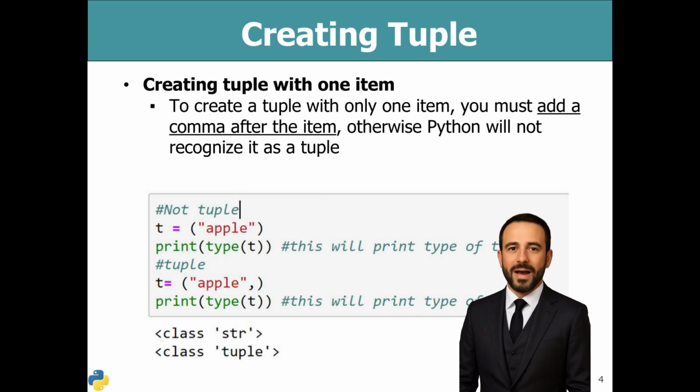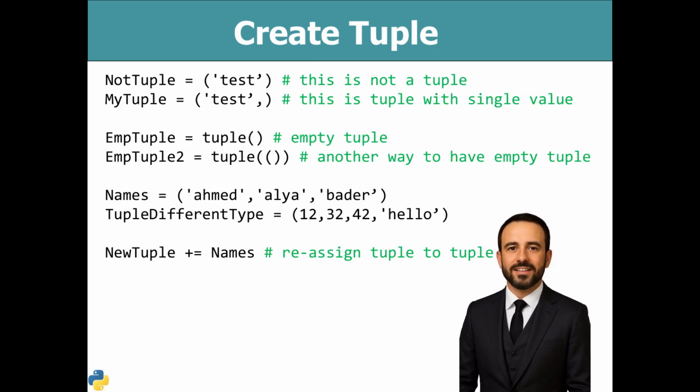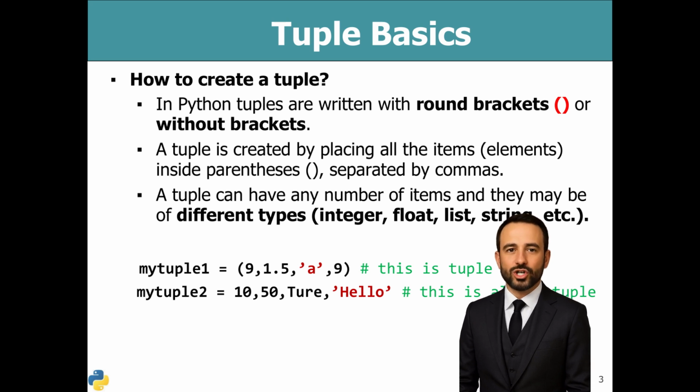To create a tuple, enclose items in round brackets, separated by commas. Brackets are optional but recommended. Tuples are versatile, holding various data types like integers, floats, lists, and strings. For example, mituple1 shows mixed data types, and mituple2 demonstrates creation without parentheses.